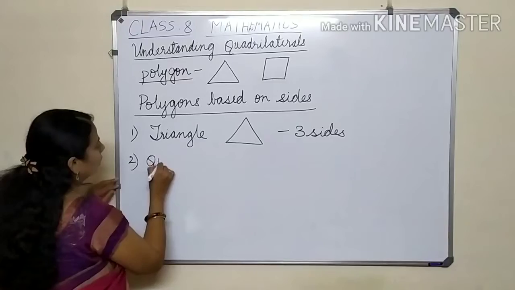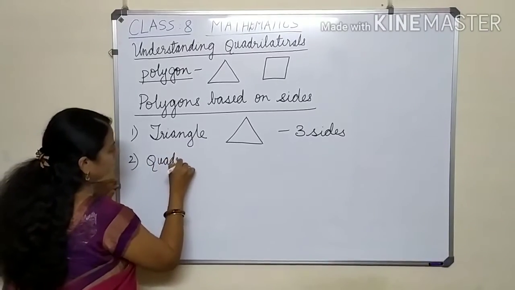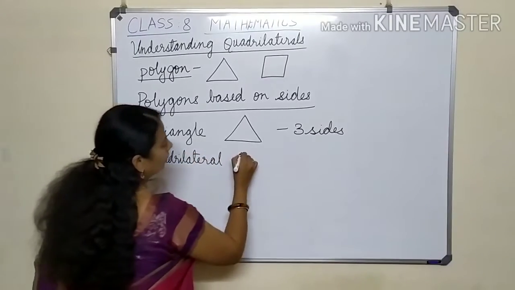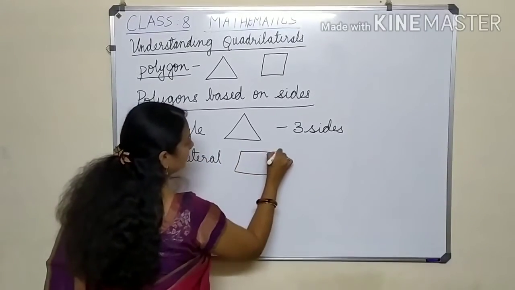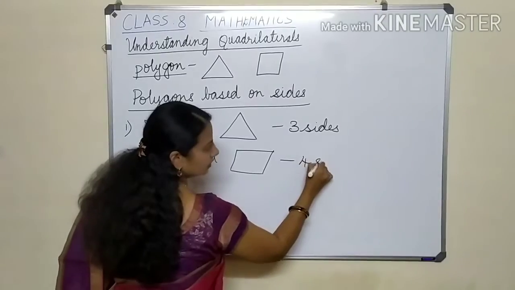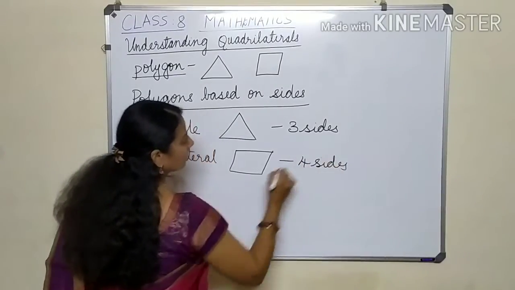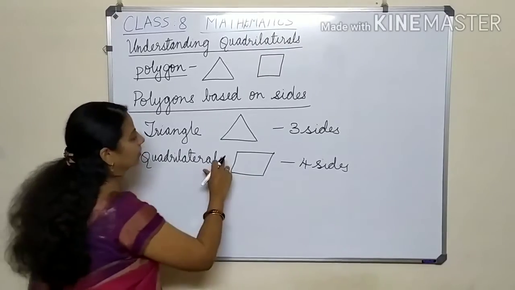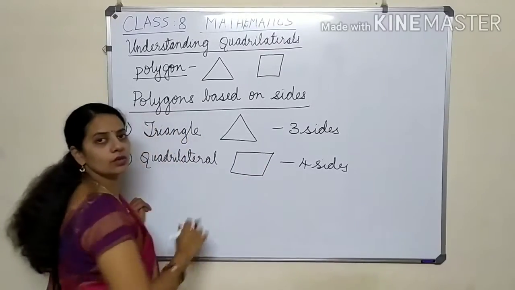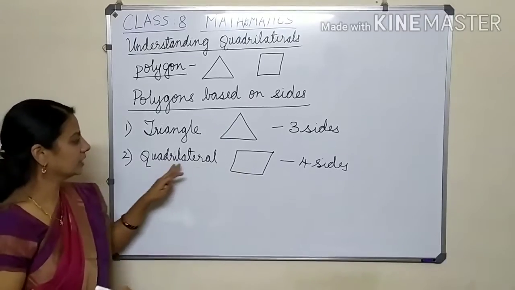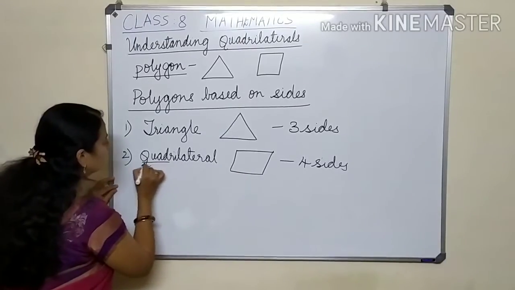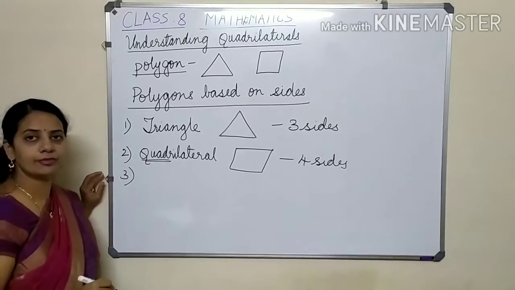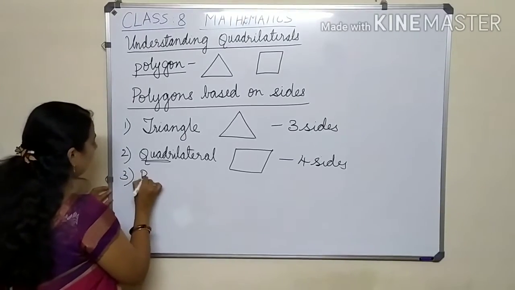Next you have a quadrilateral. Quadrilateral has 4 sides. This is one side, this is one side, this is one side, and this is one side. So there are 4 sides in a quadrilateral. So it is called quad. Quad means what? 4.